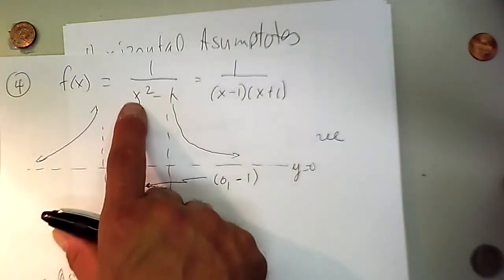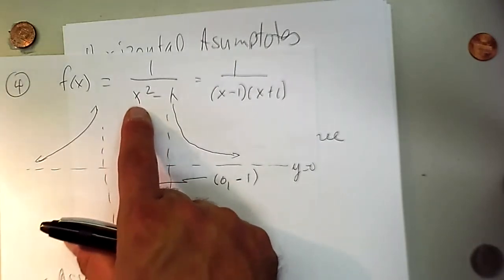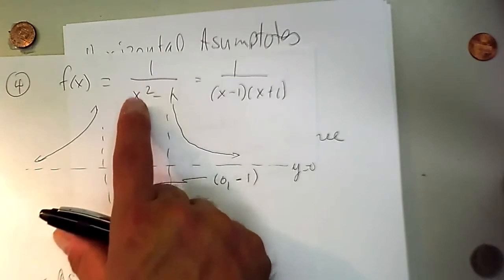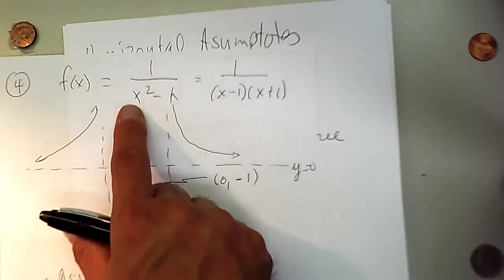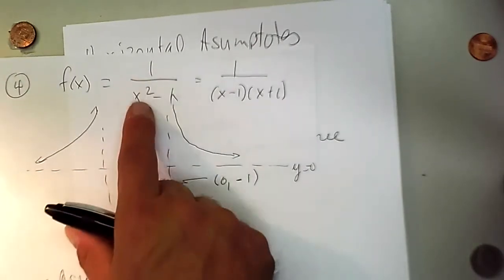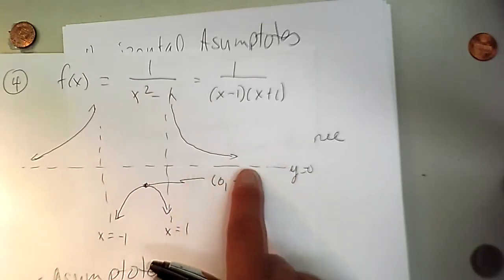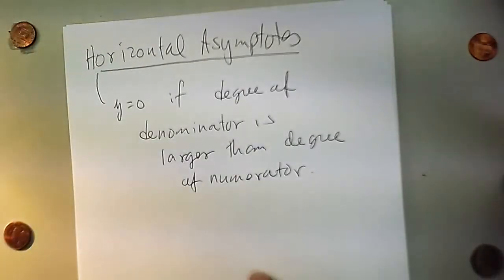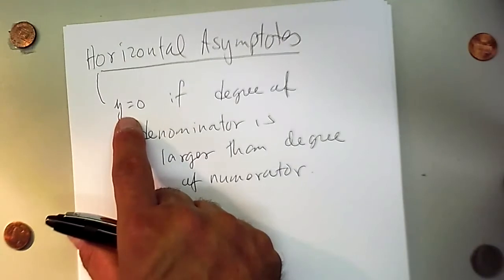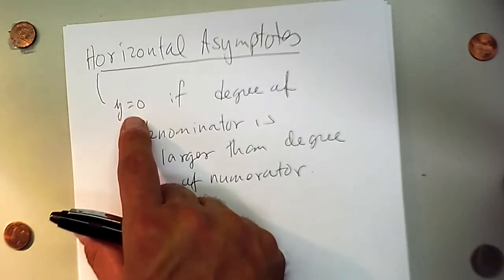And the larger the x, the even larger the denominator would be. So if x is 100, then we have 10,000. When we square that minus 1, that is 9,999. And 1 over 9,999 is going to be very, very tiny, which indicates that we're getting closer and closer to 0 without ever getting on 0. So if the denominator's degree is larger, then we have y equals 0 as a horizontal asymptote.